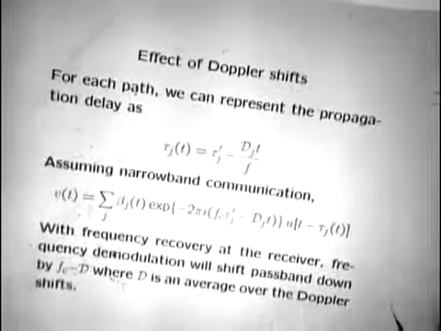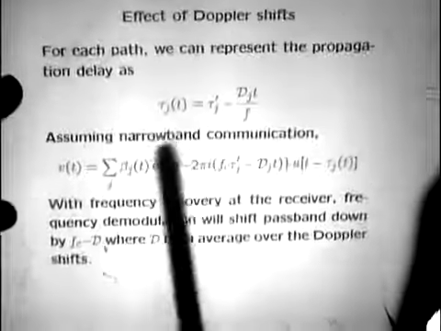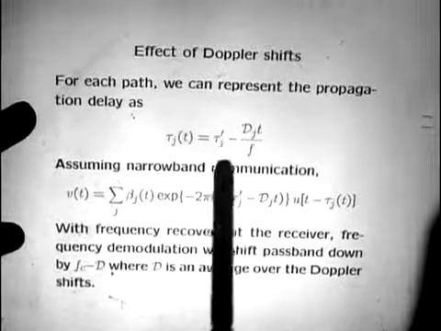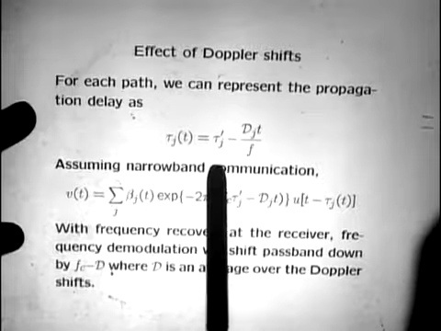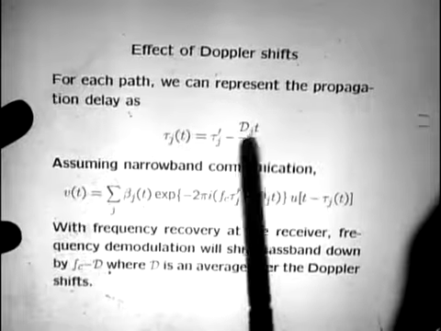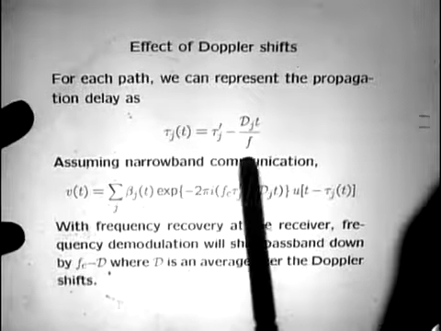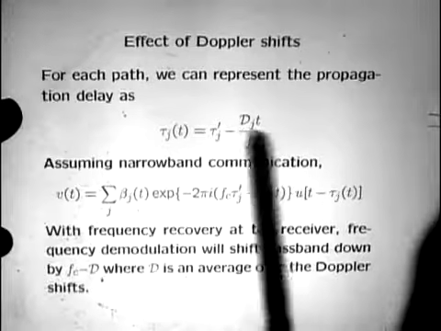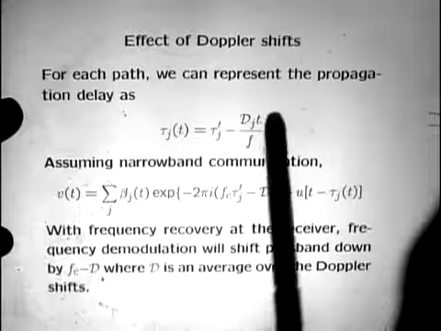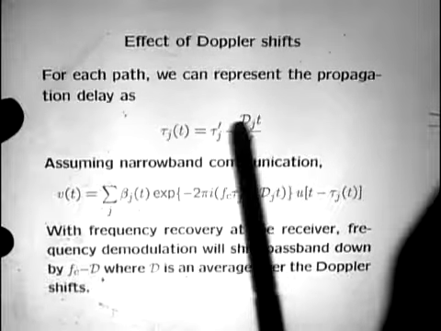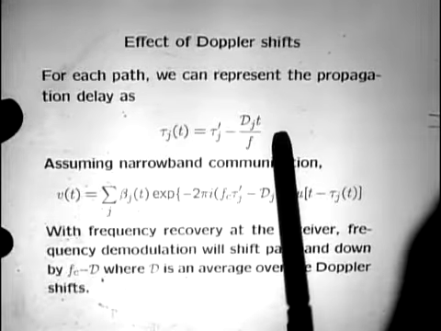Okay, so we're going to represent the propagation delay on each path as tau j of t, which is tau j prime, the propagation delay at time 0, minus the Doppler shift times t divided by f. This is just Doppler shift, which is a frequency term, and it's increasing linearly. Well, the propagation delay is increasing linearly with t.